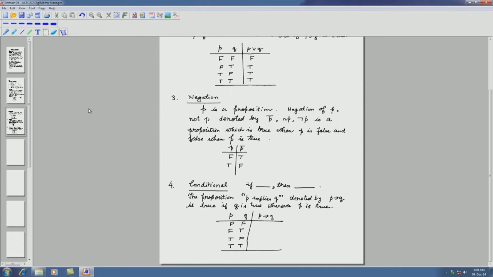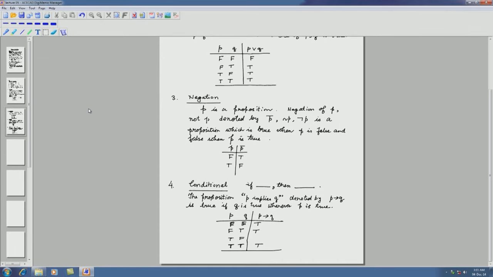Now, when P is true and Q is true, that means that P implies Q is true. Now, when P is false, then I cannot prove that P implies Q is false, because to prove that P implies Q is false, we have to show one instance where P is true but Q is false. Since we cannot prove that, it will have the truth value true. So, in case P is false, in both these cases P implies Q is true.